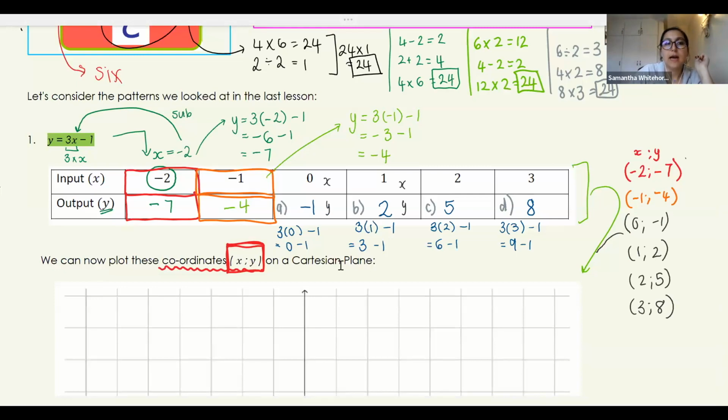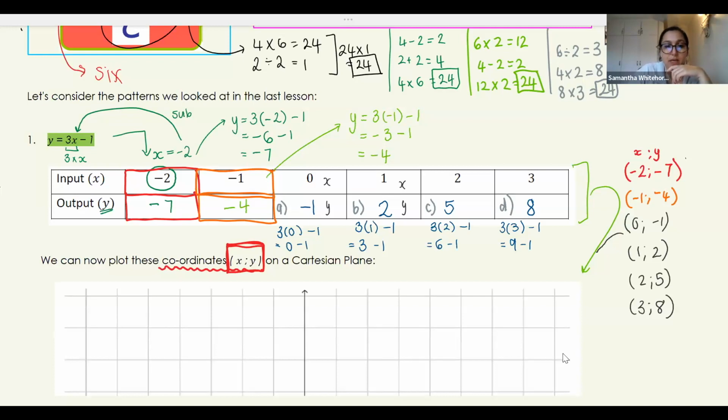Okay, so by doing a table, and this is why I said earlier, if you ever are stuck with a graph, you just draw a table and you have your inputs and you have your outputs and you can get coordinates. It will always work for you.